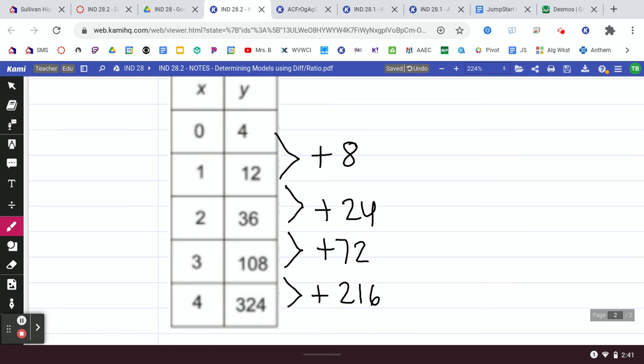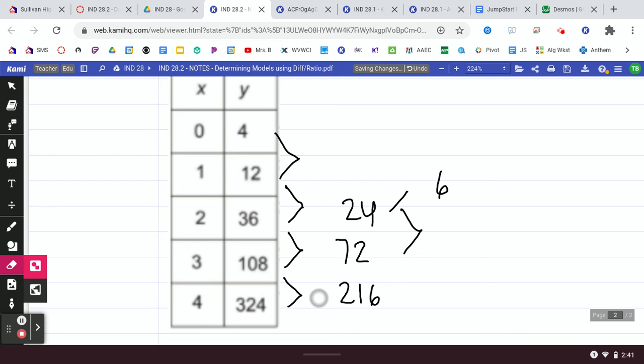All right, so first difference definitely doesn't work. 8 to 24 is 16. I can already tell you 24 to 72 is not 16. So stop here. It's obviously not first difference. It's obviously not second difference. So let's try our multipliers.